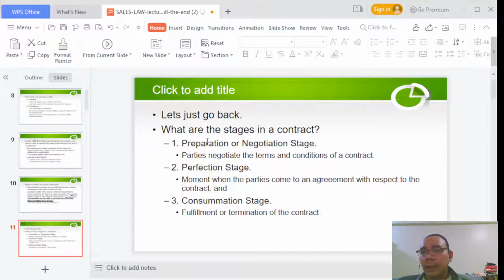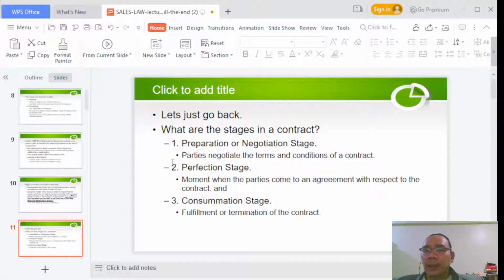So, tatlo lang yan. Una, yung preparation o yung negotiation stage. Diyan yung nagtatawaran kayo. Tapos yung number 2, yan na yung perfection stage. Diyan na kayo nag-agree kung ano yung item at magkano ba yung item. At number 3, yan yung fulfillment or determination of the contract. So, yan na yung delivery ng item tsaka full payment ng purchase price.